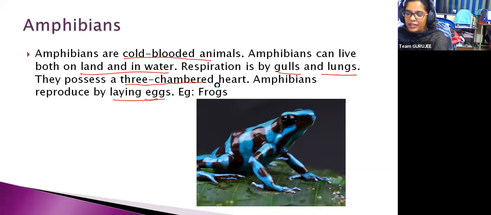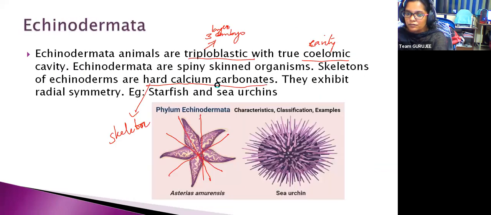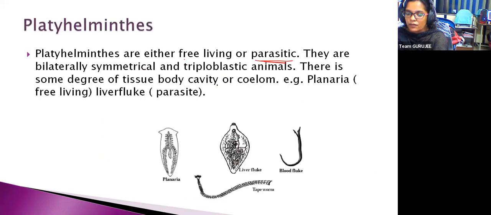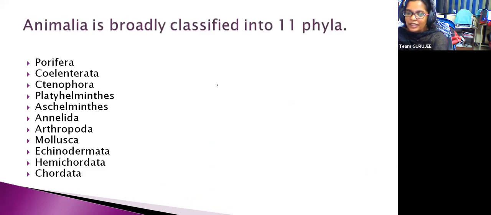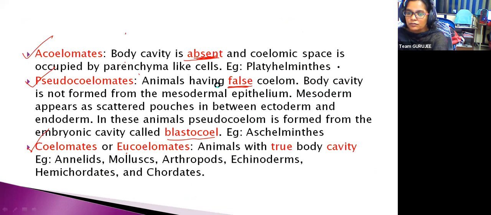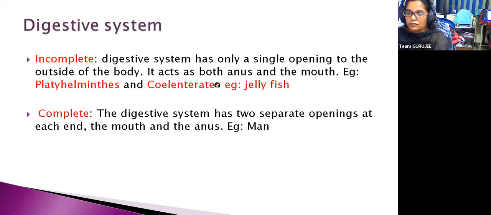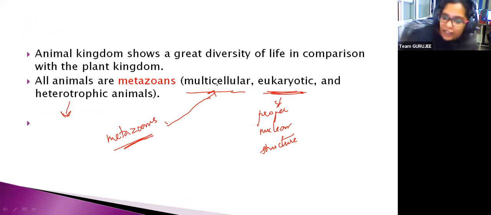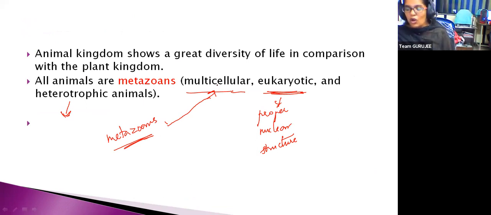So we'll have a recap. We are seeing the animal kingdom. All animals are metazoans. What is meant by metazoans is that they are multicellular, eukaryotic and heterotrophic animals. They are collectively called metazoans.